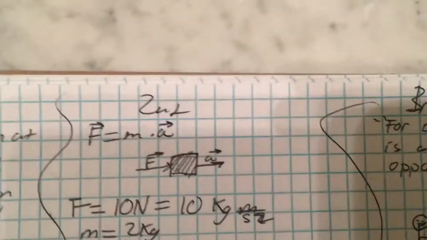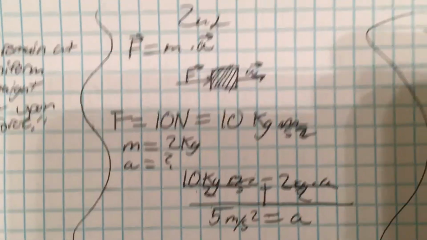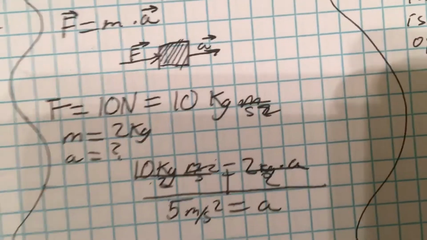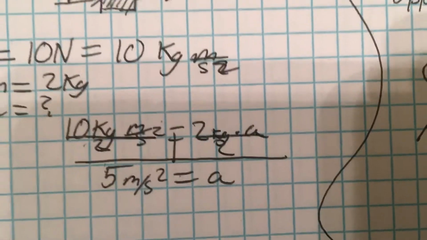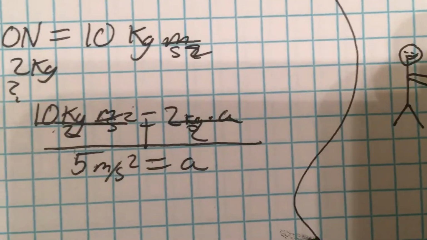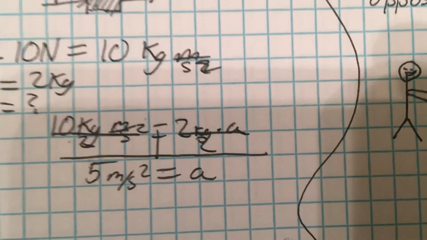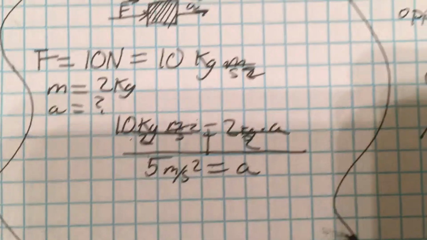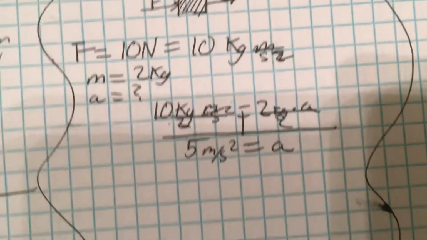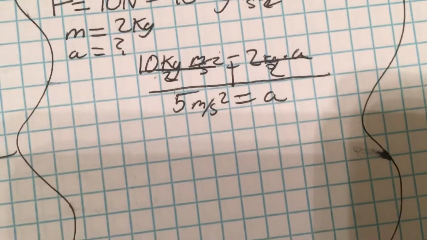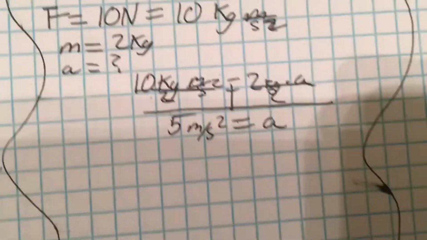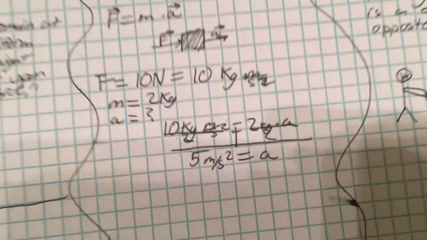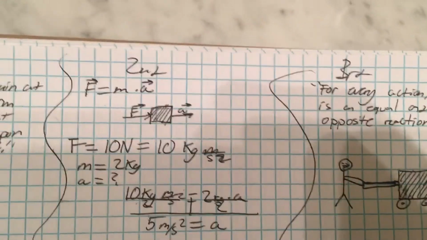So let's say the mass of the object right here is 2 kilograms. And we don't know the acceleration. We're trying to find that. So what we just do is 10 kilograms times meters per second squared is equal to 2 kilograms times acceleration. Now you just solve this algebraically by dividing by 2 on both sides, which gives you 5 meters per second squared equals acceleration because the kilograms cancel out. And that's how you find the acceleration. So that's a pretty simple equation.